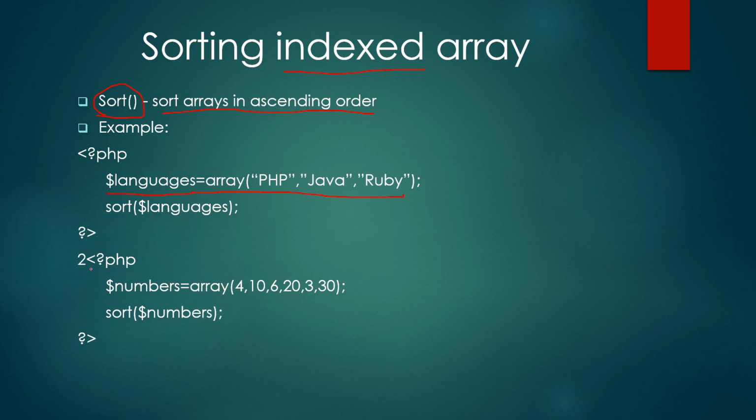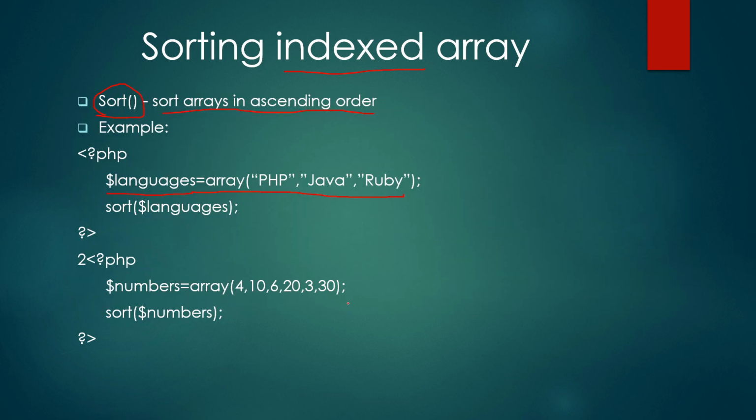The second example is of numbers, so I have some numbers in random fashion. When I apply the sort function on this array, I will get all the numbers in ascending order. First I will get 3, then 4, then 6, 10, 20, 30. So let's see this practically.